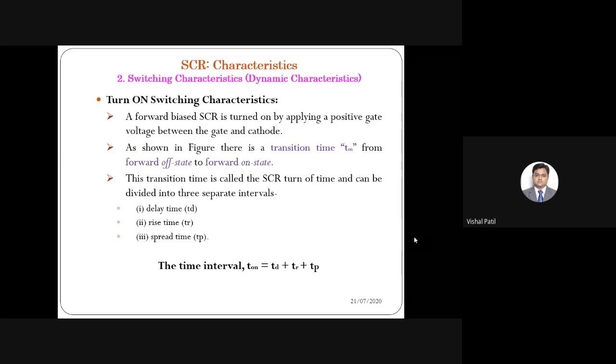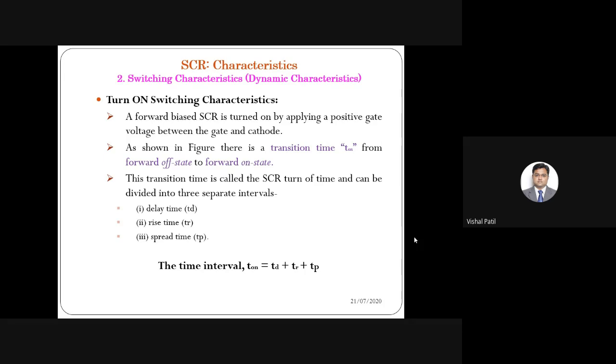आता इथं एक गोष्ट महत्वाची आहे, हे तीन टाइम इंटरवल डिफाइन करत असताना मी तुम्हाला सांगितलं की 90% of maximum value of the anode current or 90% of maximum value of the voltage. What do you mean by that? Now these terms are associated with those relations.